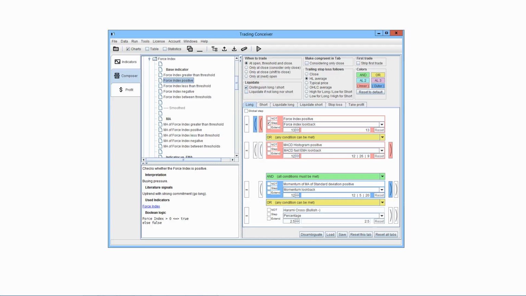Elementary trading algorithms are combined together through logical operators. They are described here. So logical operators are defined first. Then each of the logical operators in Trading Conceiver is explained. Finally, some examples of application are proposed.